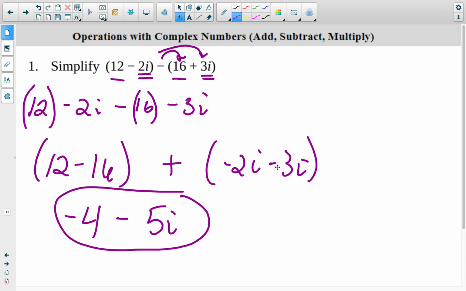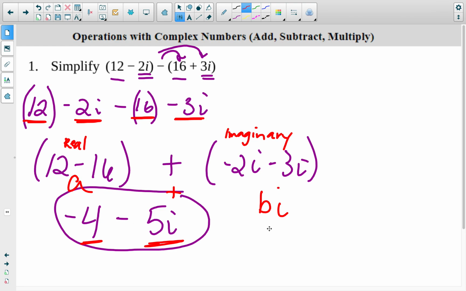You don't have to rewrite it this way like I did. This is why I did this, right? I took the real parts and I took the imaginary parts and I grouped them together. You don't have to do that if you just want to take 12 minus 16 and give me negative 4, and then you want to take negative 2 minus 3i and give me negative 5i. That is fine, okay? But I'm just trying to be consistent with that a plus bi notation.